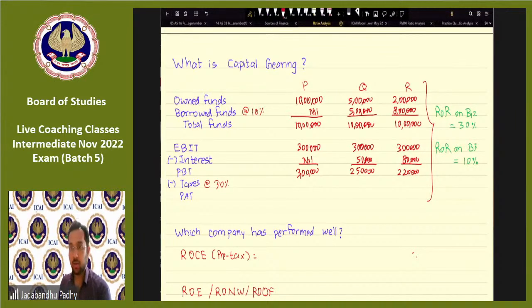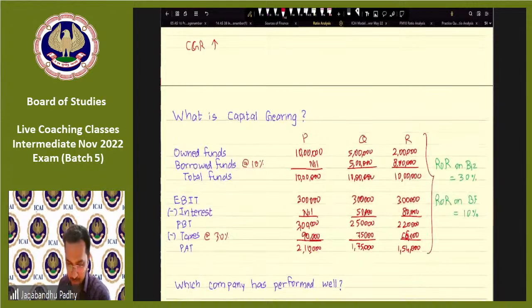Tax we need to pay on the basis of your profit before tax. So tax is 90,000. 2 lakh 50,000 will have 30% tax. So that's 75,000. R is going to have a tax of 66,000, and we will get profit after tax of 2,10,000, 1,75,000. 2,20,000 minus 66,000 is 1,54,000. Now looking at these three companies, can you tell me which company has performed well?